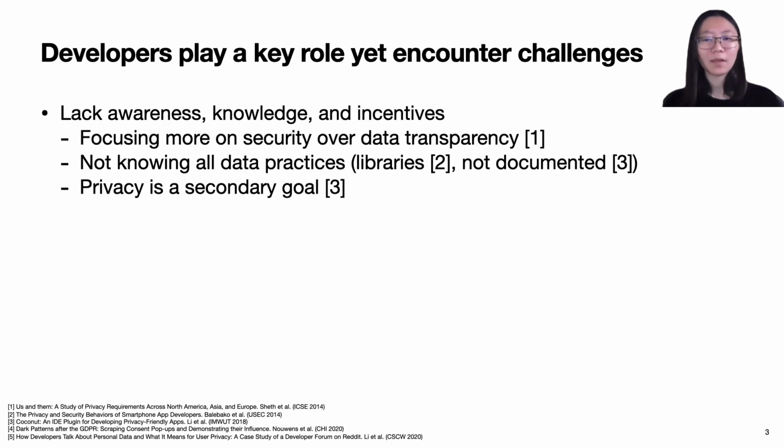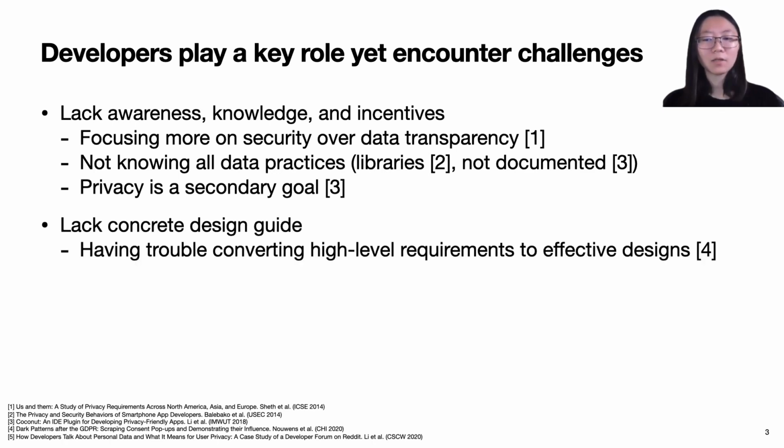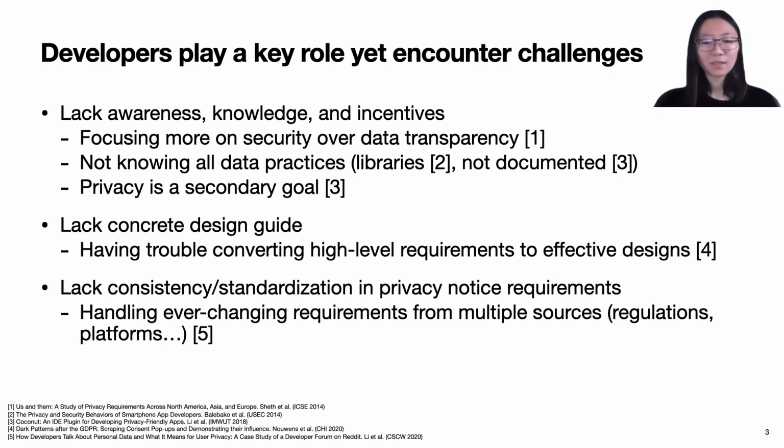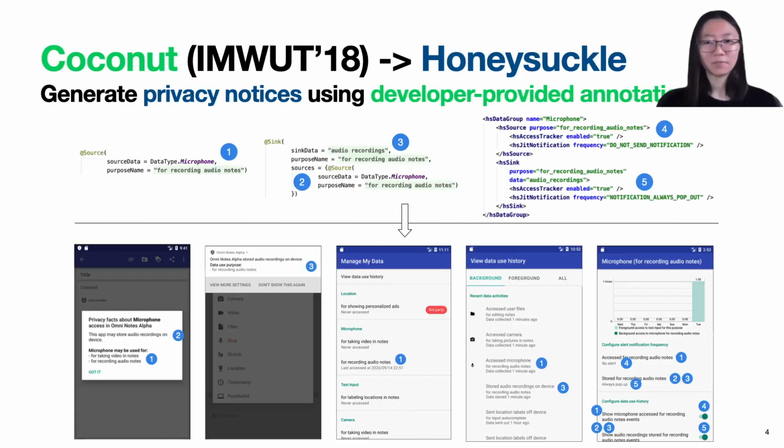First, developers may lack the awareness, knowledge, and incentives to comply with best practices. Second, although certain App Store developer policies and privacy laws have requirements for in-app privacy notices, they do not provide a concrete design or implementation guide, which makes it difficult to operationalize these requirements. Lastly, different platforms and privacy laws may release different requirements for in-app privacy notices, and these requirements may constantly change, which can cause a lot of headaches for maintenance.